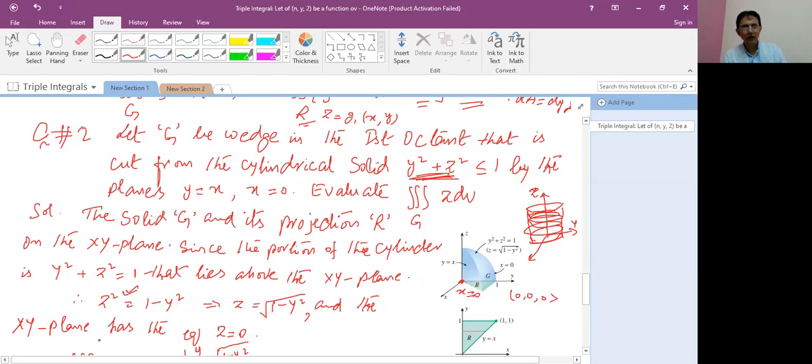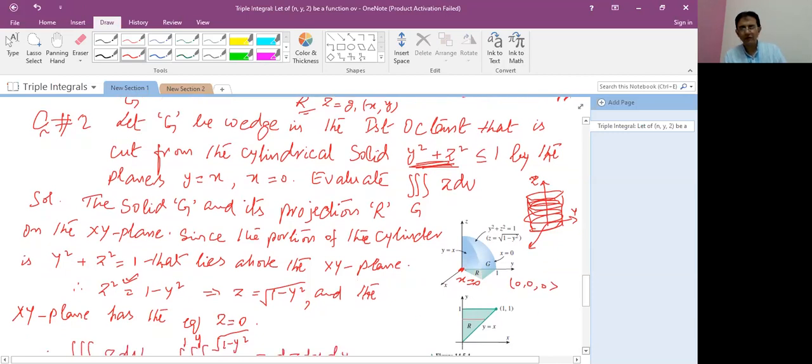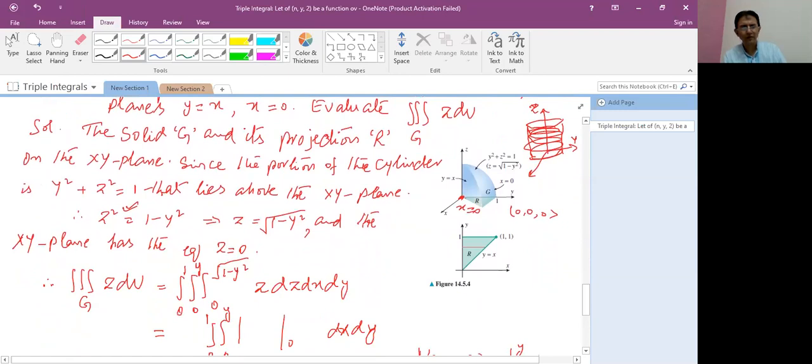So it means the origin is 0, 0. So we will consider the limits. The xy plane has the equation z equals 0. So it means the limit of z is 0 to the square root of 1 minus y square. The limit of z is 0 to the square root of 1 minus y square. What is the limit of x?